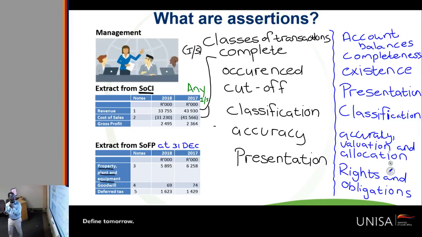Okay, we have a question, so I'm going to deal with that one now. We have a question from Rena, and Rena is asking, what if you are given a trial balance? How do the assertions fit in when you are given a trial balance? Now, typically, a trial balance would look something like this.